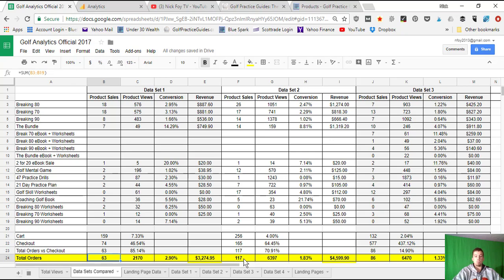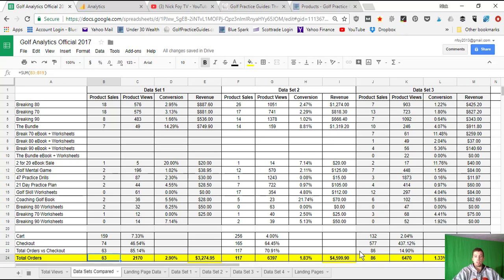Even though my traffic surged and my product sales didn't go up as much as they did in data set 1, and my conversion rate was lower, I still ended up making 117 sales, which is more than the 63 sales I made in data set 1. So that resulted in $4,600 in revenue. So I made an extra $1,400 compared to data set 1. And then sales dropped off and I only made $3,181 here.